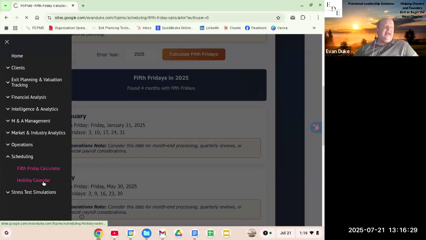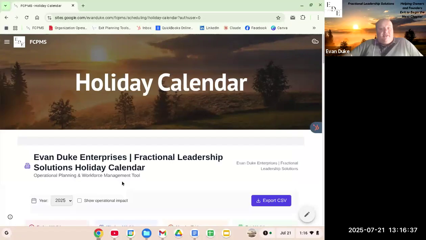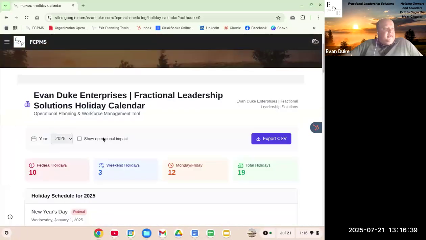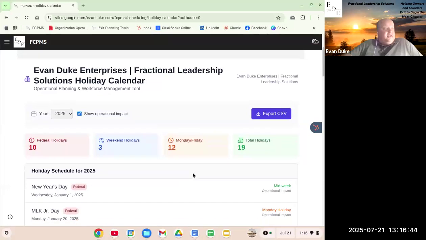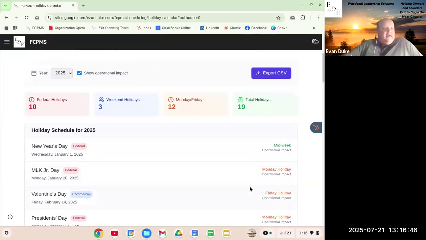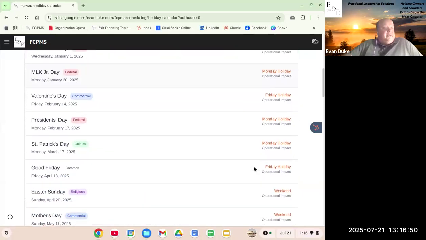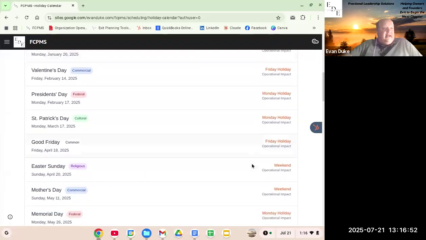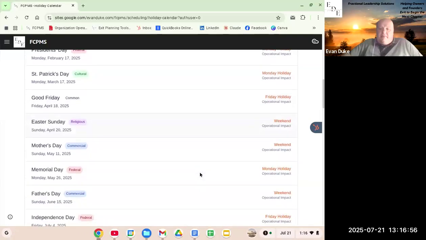Holiday calendar, this tool is helpful for us when it comes to the planning as well, just because of the fact that it's going to show us, I'll show you right here. I click on show operational impact, and it'll show, okay, this is when all these holidays hit. Obviously, Wednesday holiday is a Friday holiday. Basically, all this is trying to do is help us again with planning.